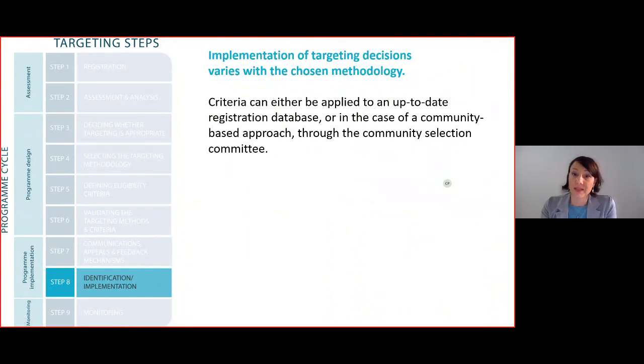So when we talk about implementation, step 8 is the implementation and the identification of the refugees to be targeted. The criteria can be either applied on an up-to-date registration data set. So I say, if I use the proGres data, in these dates I will try to roll out my eligibility list based on the criteria that I have defined, or it can be based on a community approach, through the selection of the eligible population through the committees.